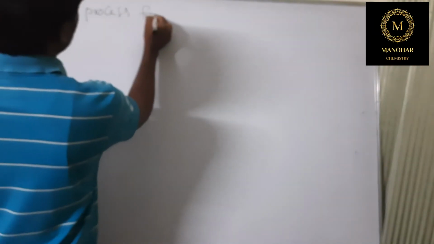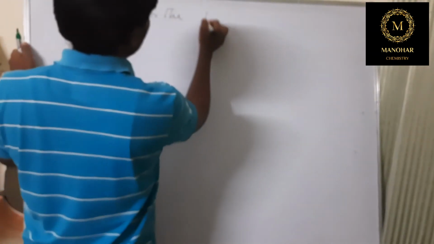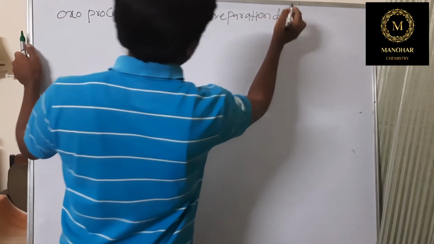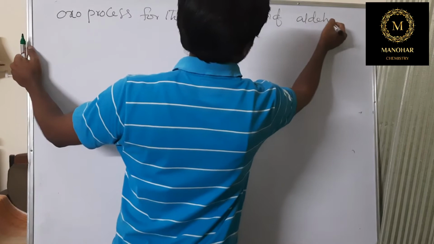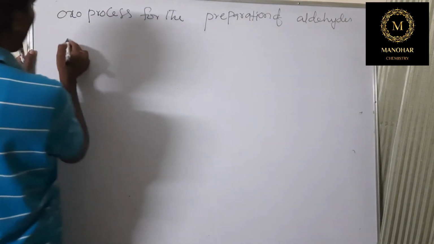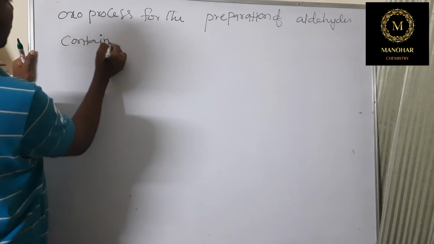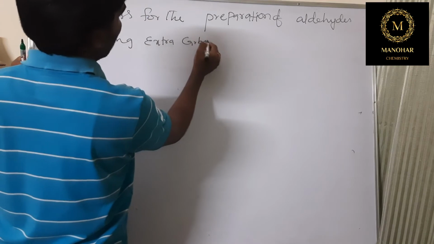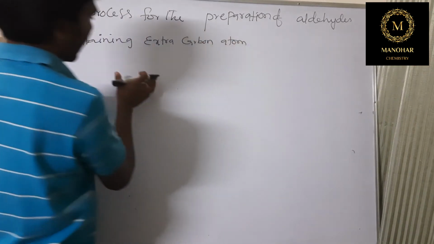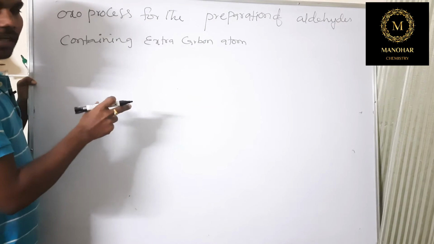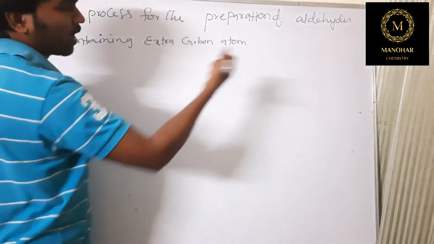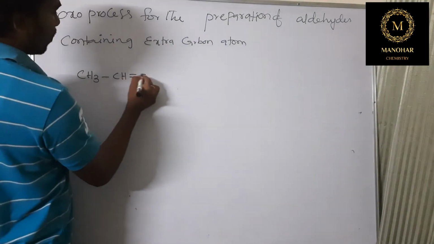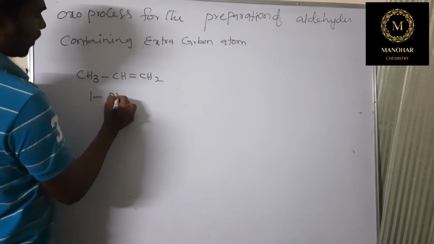Oxo process for the preparation of aldehydes containing an extra carbon atom. It means that in reactants if we are taking a two-carbon chain, with the help of that chain we are going to produce a three-carbon aldehyde. How is that process possible? Here you see CH3CH double bond CH2 I am taking. The name of this one is propene.